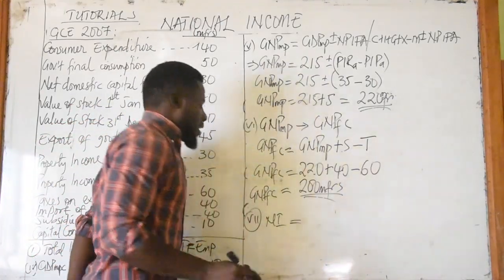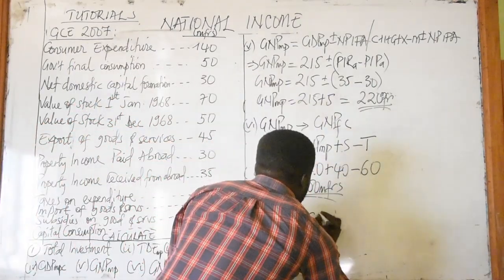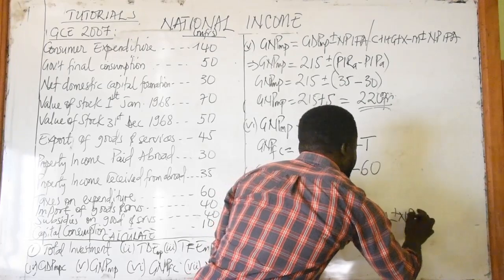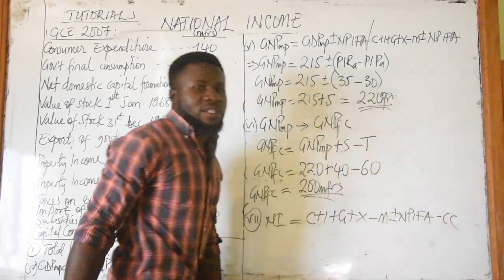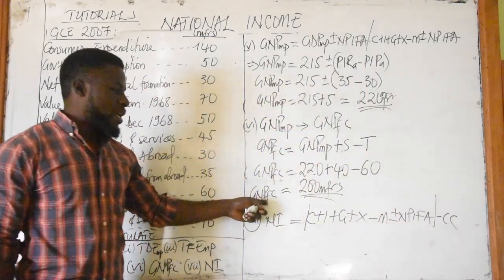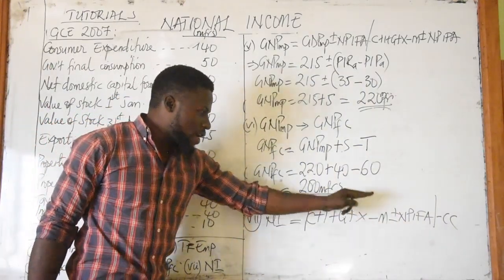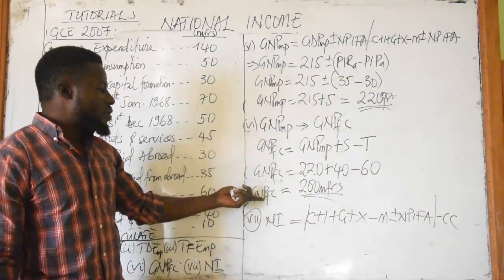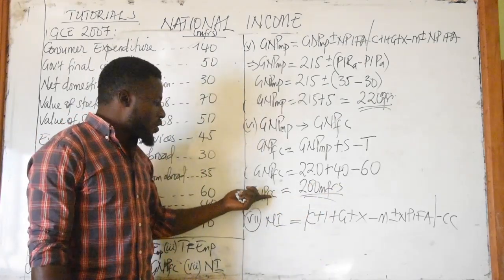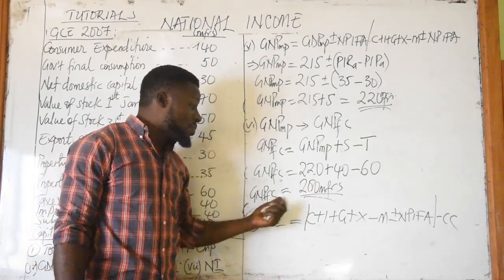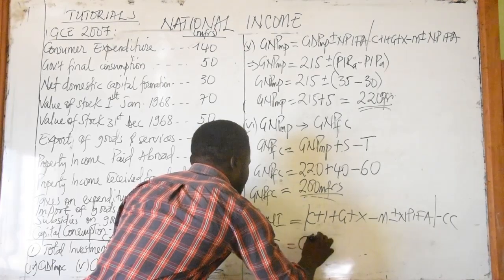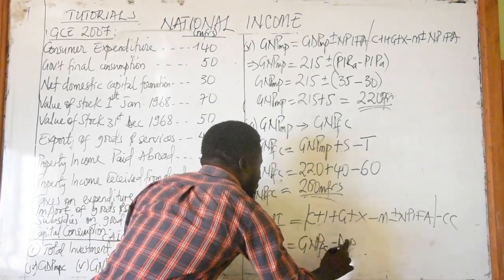So the straight line formula for calculating national income is consumption plus investment plus government expenditure plus exports minus imports plus or minus net property income from abroad minus capital consumption or depreciation. But then we know that up to there is GNP. C plus I plus G plus X minus M plus or minus net property income from abroad is the formula for calculating GNP. And since national income should always be calculated at factor cost, we just say national income will be equal to GNP at factor cost minus depreciation or capital consumption.